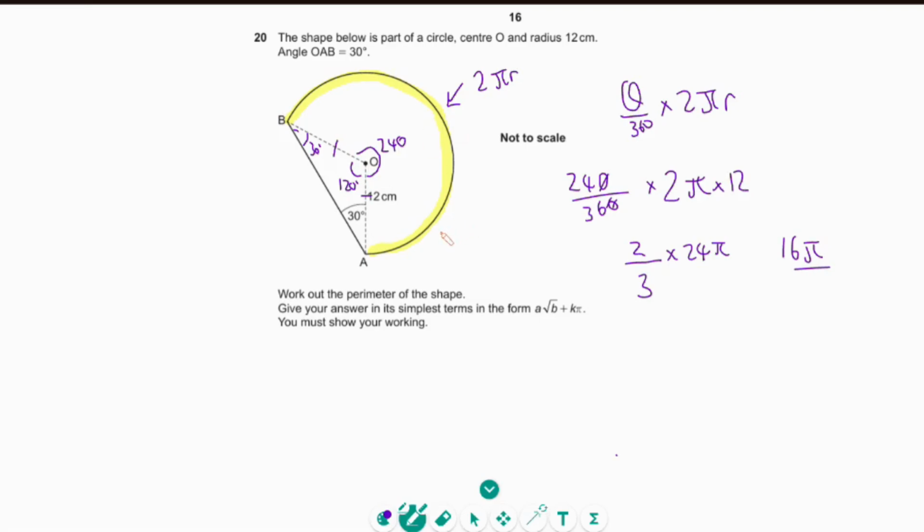Okay, now we need this length from A to B. So in your formula book, you should be looking at your sine and cosine rule because it's a non-right angled triangle. Or I'm just thinking it might be easier to split it into a right angled triangle here.